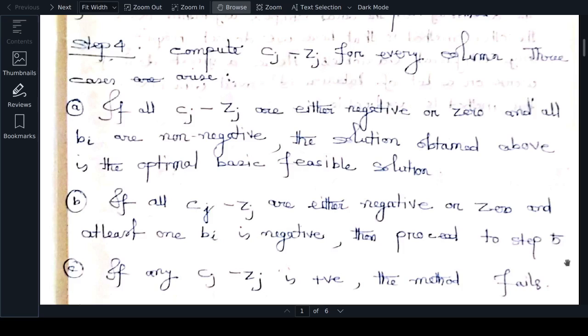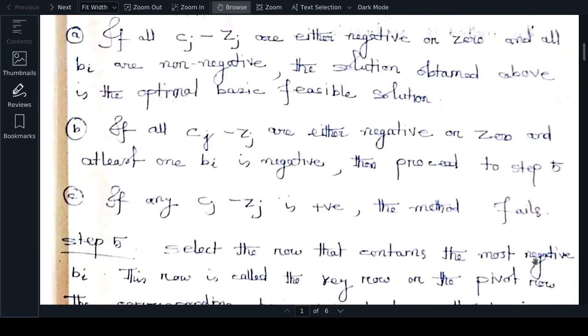The number two case will be: if Cj minus Zj, means our delta j values, are either negative or zero, and at least one bi is negative. Means in the XB column, if any one value is a negative value, then we proceed to step 5. Step 5 we will do later on.